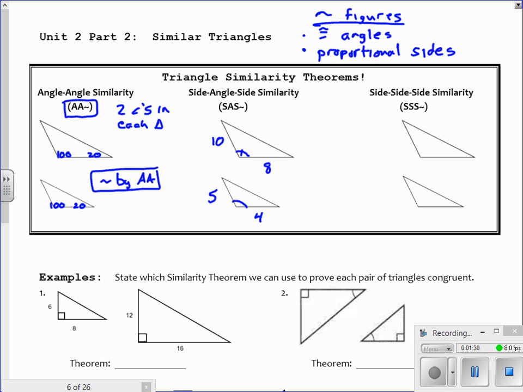We need to make sure that this angle is between them. So you can see we have a side, an angle, and then a side. And it's the same exact order in the bottom triangle.